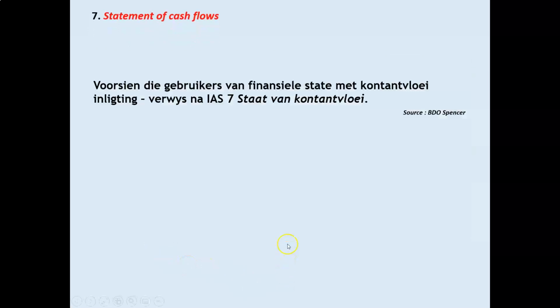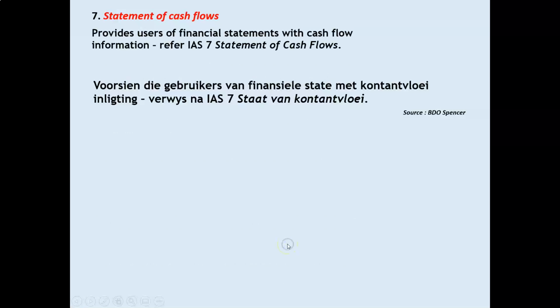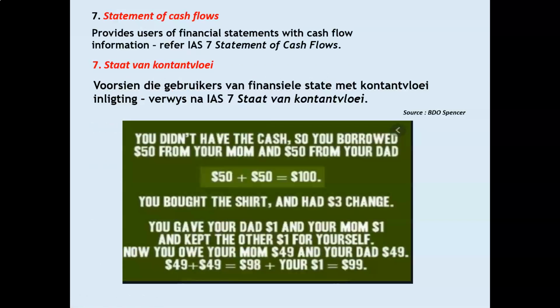Right, the last one is our statement of cash flow. That provides the users of financial statements with cash flow information, all in IAS 7, which we're going to do later in the year.